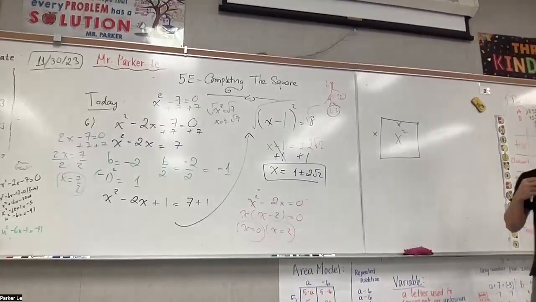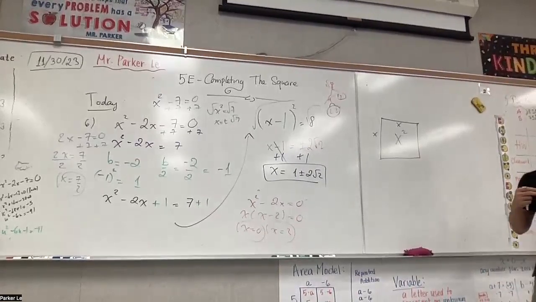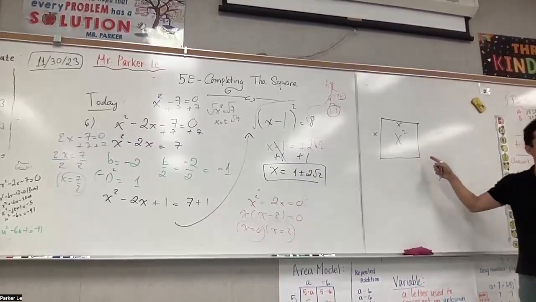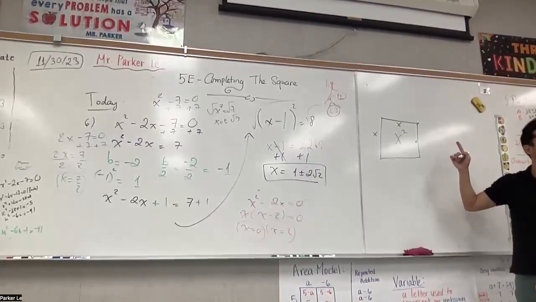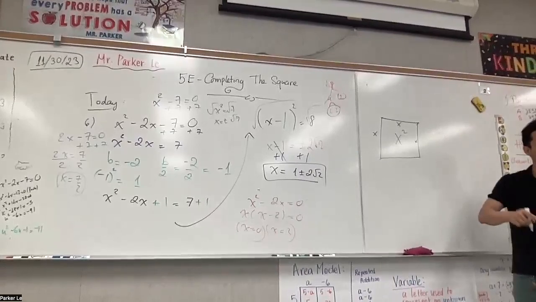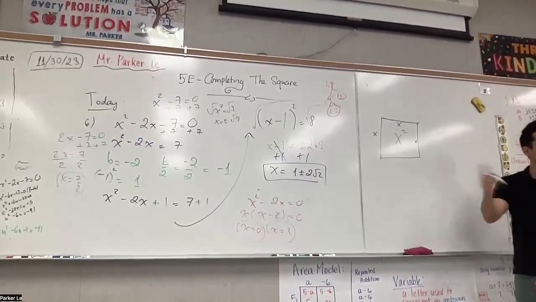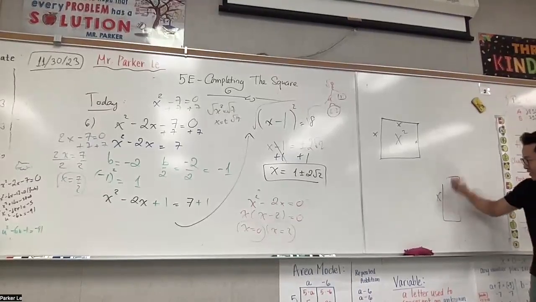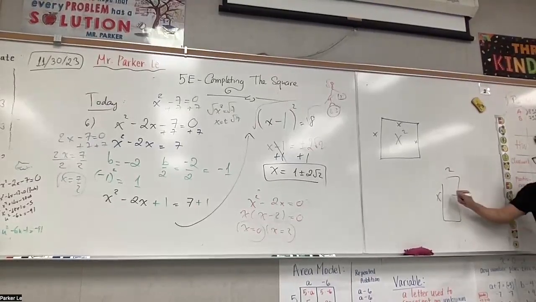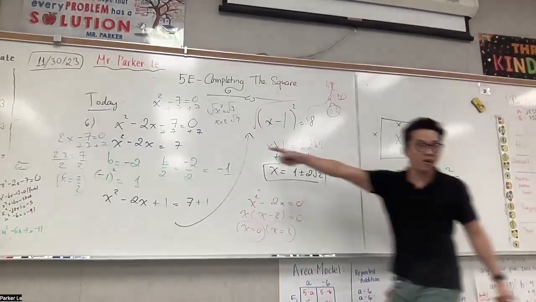X on one side, no, x in one side is correct. This is x, right? But what is the other side? 2. Because the area is 2 times x, right? The length sounds good. Yes. X, 2. What is the area? 2x. That's what we're looking for.